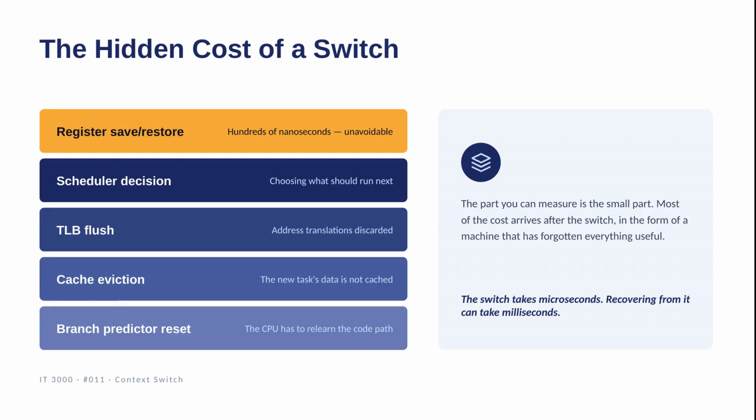Now, saving all that paperwork isn't free, but it's also not where the real cost lives. The register save and the scheduler's decision take hundreds of nanoseconds, unavoidable but bounded. The expensive part comes after. The TLB gets flushed, so address translations have to be rebuilt. The cache no longer holds the new task's data. Even the branch predictor has to relearn the code path. The switch itself takes microseconds, but recovering from it can take milliseconds. You're not paying for the trick, you're paying for the machine's amnesia afterward.